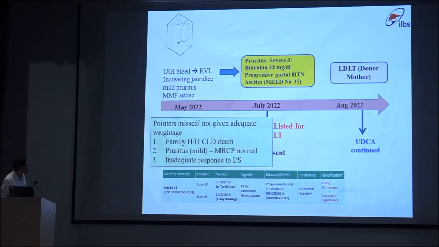So what were the points that we missed, or not missed exactly? We took these histories, but we did not give that importance to that. Possibly one was the family history of CLD related death at 14 to 15 years of age. Pruritus was mild. We passed it off maybe as overlap, but MRCP was normal, so this could have been a red flag. And there was inadequate response to immunosuppression.